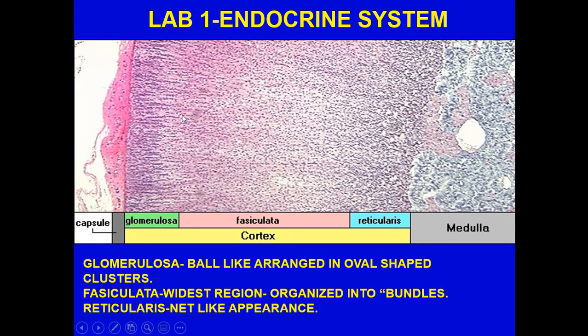You can see this also with a much more enhanced microscopic image: the capsule, the glomerulosa, the fasciculata, the reticularis, and then the medulla. Okay? The fasciculata cells are organized in little bundles. The reticularis is net-like in appearance. And a lot of these up in the glomerulosa will be globular or round structures.